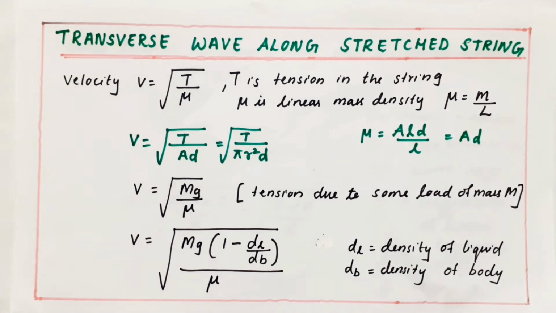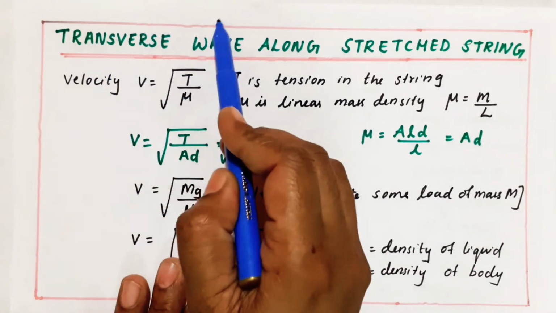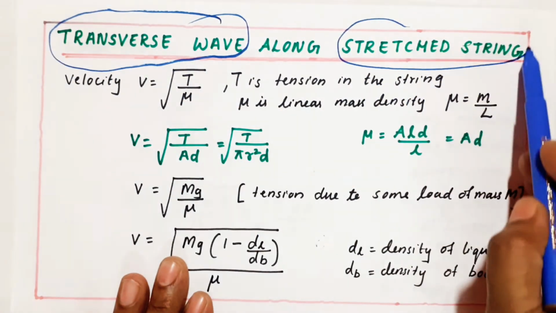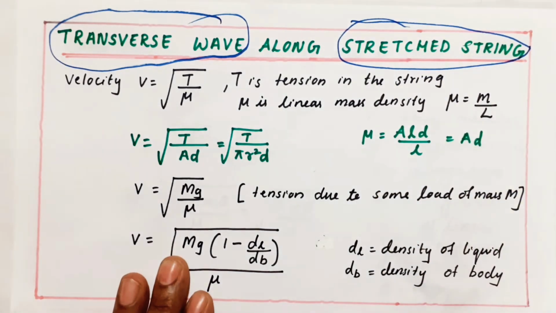Now here I am with a very important equation connected with transverse wave. See, it's a shortcut and it's a trick. So what are the tricks we are using here? You see, transverse wave. The first thing I need to tell is where transverse waves are produced. Transverse waves are produced in a stretched string. Remember, transverse waves are produced in a stretched string.